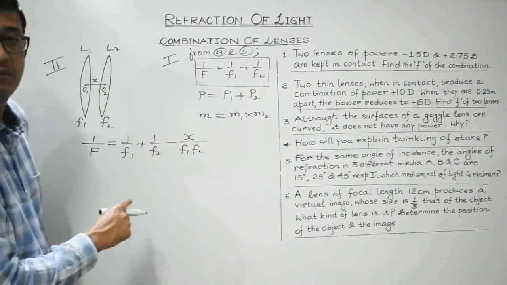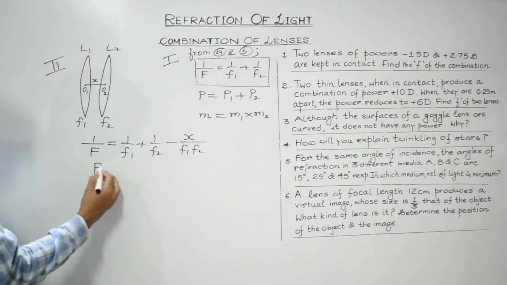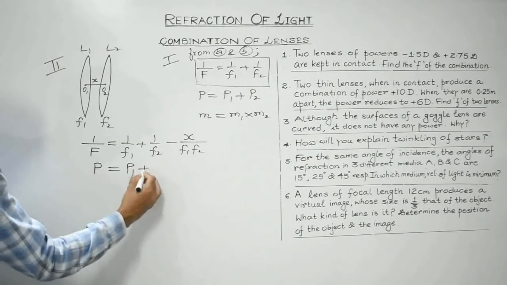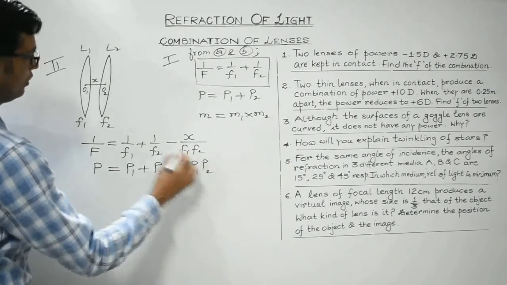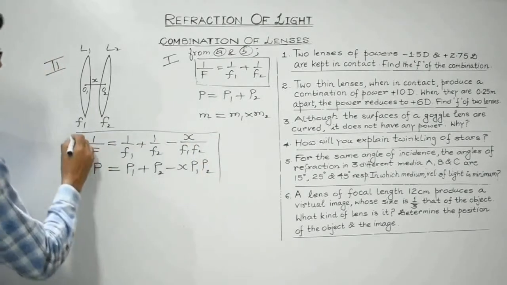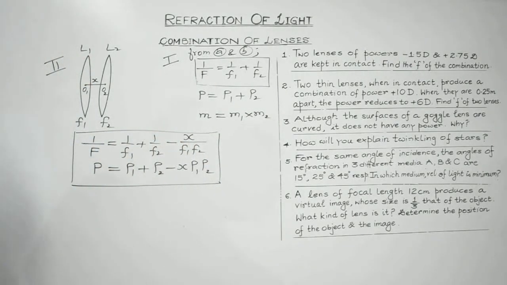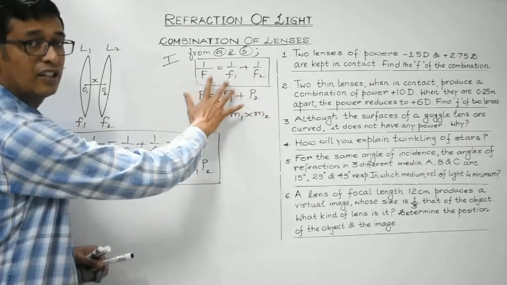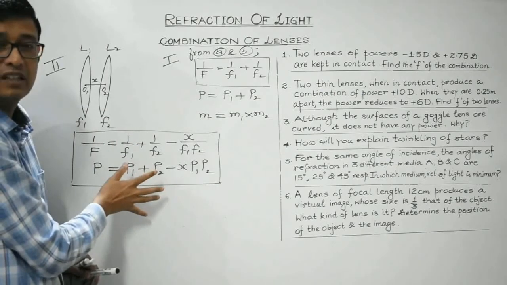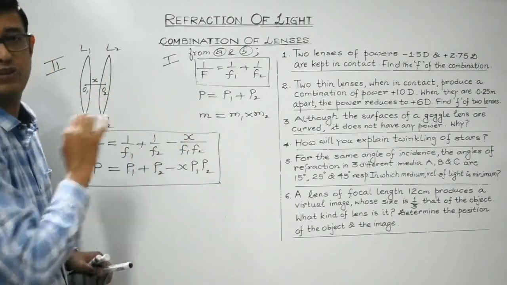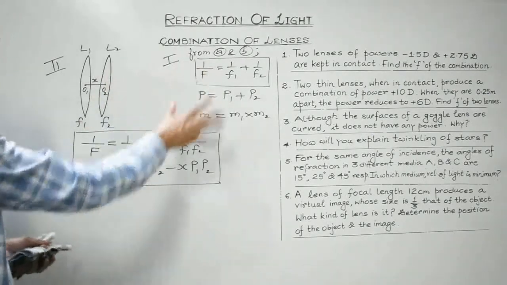This expression can be represented in terms of power of the lens as well. So the power of the equivalent lens would be given by P1 plus P2 minus X into P1 P2. So students, these are the formulas which we'll be using while solving numericals, right? This is the case where the lenses are in contact with each other. This is the formula to be used when there exists a small separation between the optical centers of the lenses under consideration. So, this is the theoretical portion.